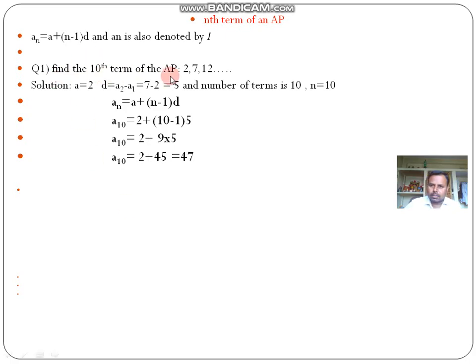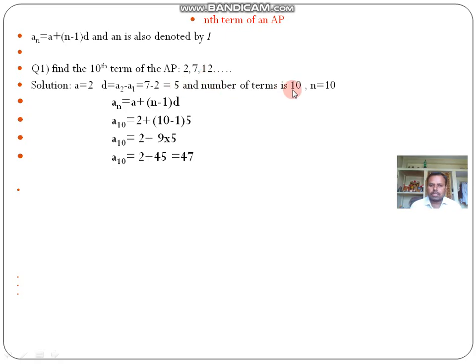Finding the 10th term of an AP means we have to find the 10th term in this arithmetic progression. Before calculating, first we have to check whether the given sequence is in arithmetic progression or not. So first, a = 2. The first term is 2. Then the common difference between the terms is a2 minus a1. Here the second term is 7 and the first term is 2. The third term is 12 and the second term is 7. If you calculate directly, 2 plus 5 is 7, 7 plus 5 is 12. So the common difference is 5.